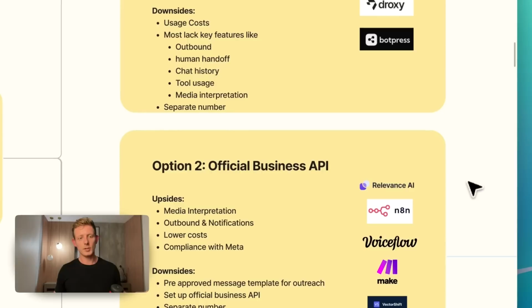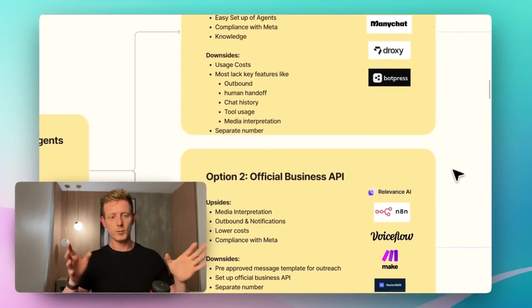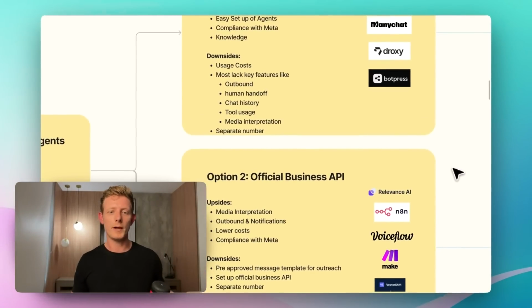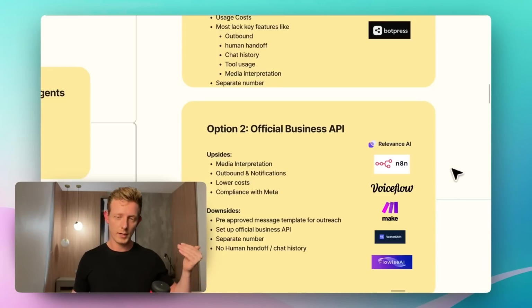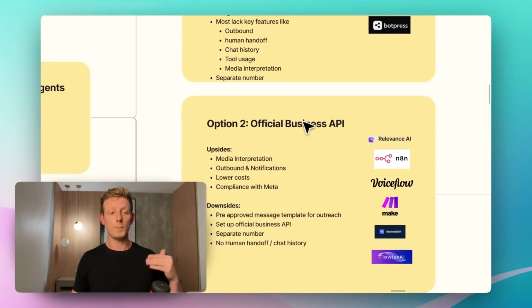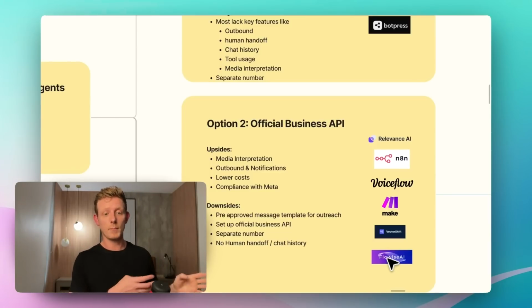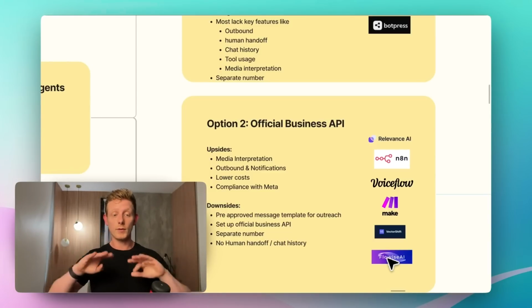Now, the second option, which is my preferred option, especially for the complete solutions, right, the inbound plus outbound, is going with the actual official WhatsApp business API. Now, the big upside of this is we can actually start working with our most flexible AI agent builders, right, like N8N, Relevance AI, VoiceFlow, Make, VectorShift, Flowwise. We can just integrate our own official WhatsApp business API into these platforms, and therefore we have a lot more flexibility.